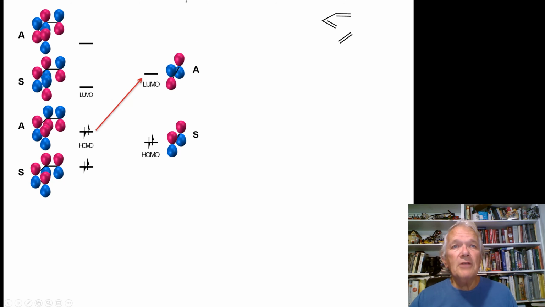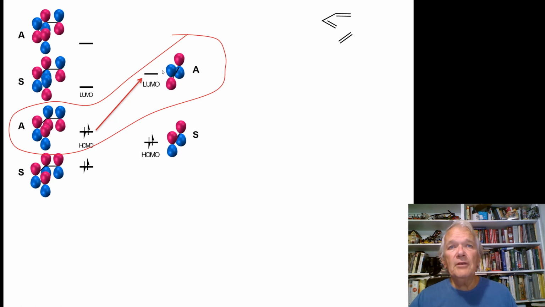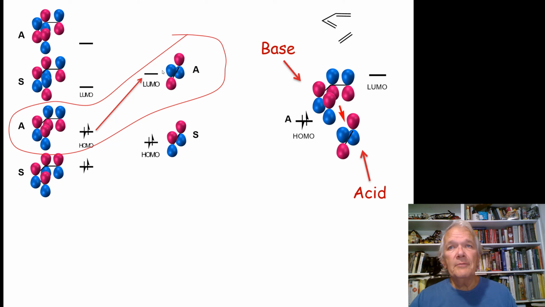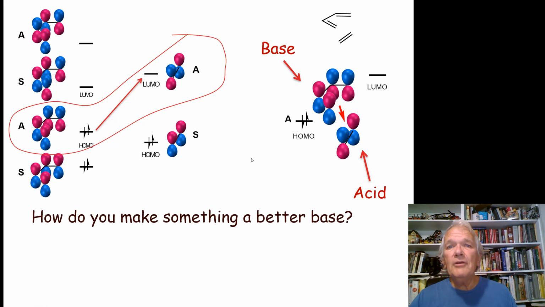Well, what we want to focus on is this HOMO-LUMO interaction right here. These are the highest electrons in here. This is essentially the base, and this is essentially the acid because it's the acceptor orbital. So that's the fundamental interaction that we're going to deal with. And so the base is the diene, the acid is the dienophile, the alkene. And what we're showing is that the electrons flow from this highest occupied MO on the diene into this empty orbital on the dienophile.